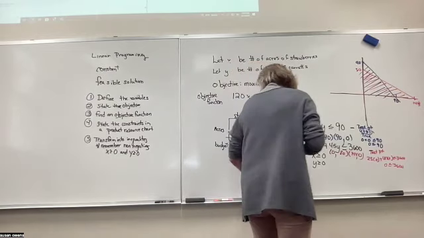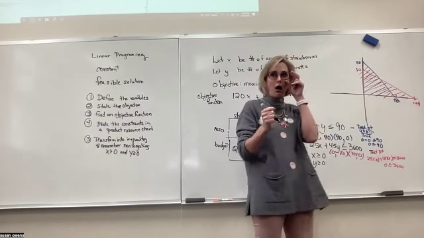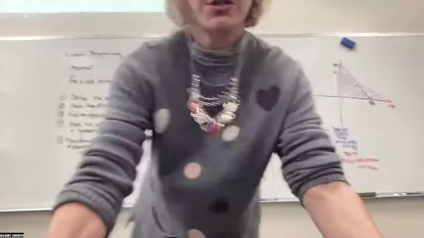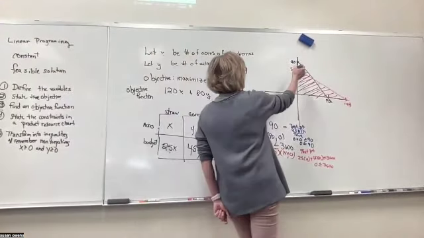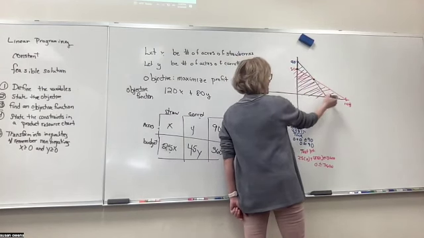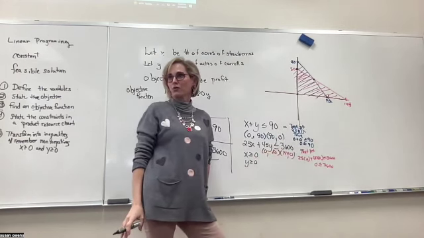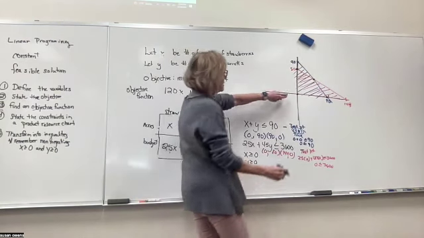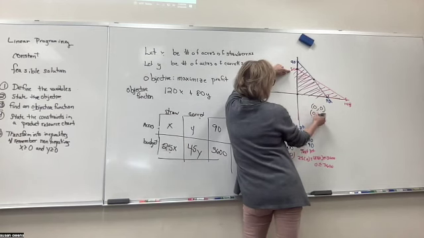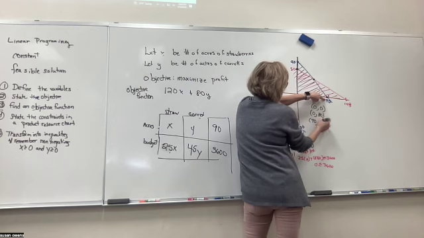So what this means is the corners of the shaded area are all our possible solutions that we might check into our objective function. Okay, so that means I need to know this point, this point, this point, and that point. Those are the corners of my graph. So this is a corner at 0, 0. This is a corner at over 0, up 80. This is a corner at over 90, up 0.